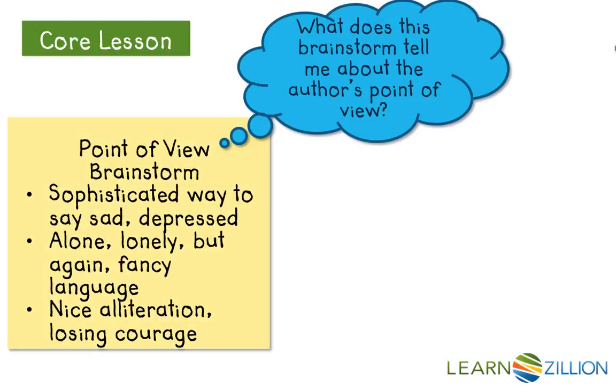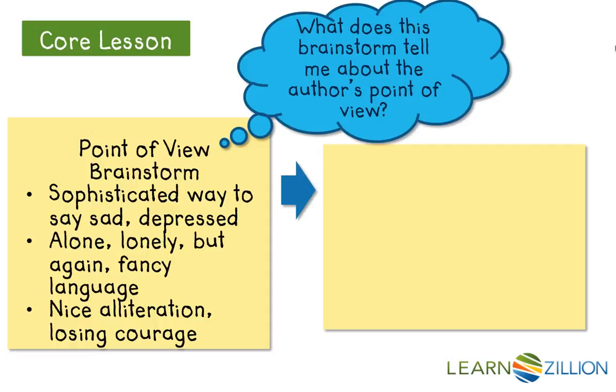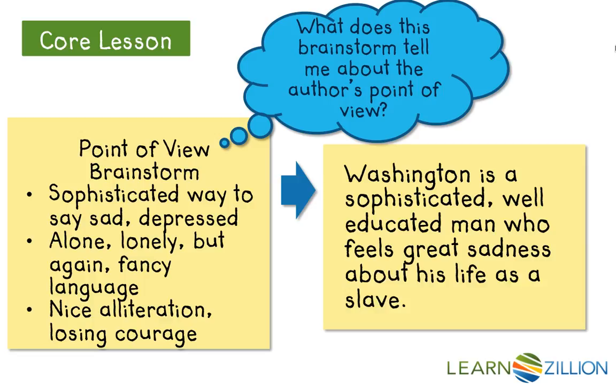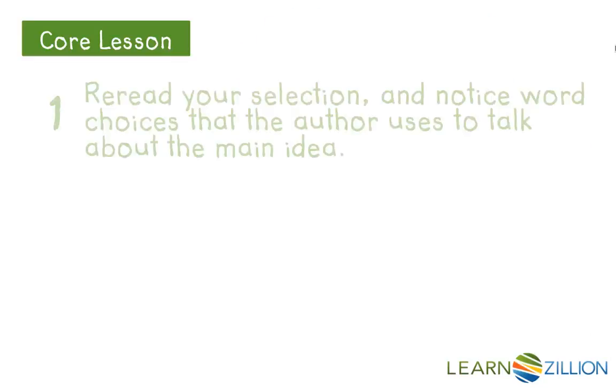So here's my brainstorm. Here's my question, and let's see if I can answer that question. So, Washington is a sophisticated, well-educated man who feels great sadness about his life as a slave. And you see, I took those adjectives, sophisticated and well-educated, directly from my brainstorm about those terms that he used in that paragraph we reread. So you can see exactly where this all came from.